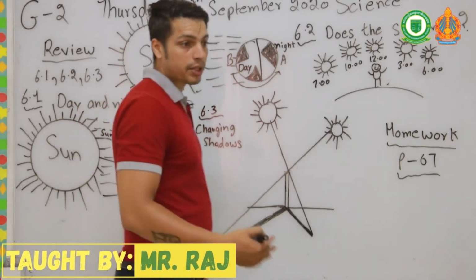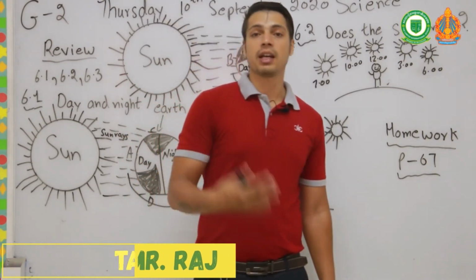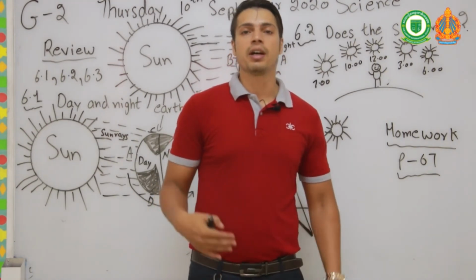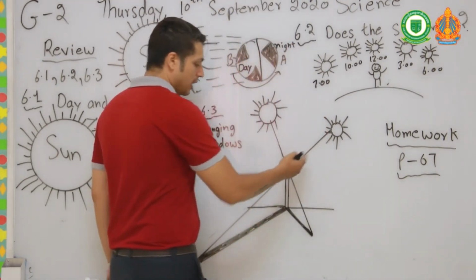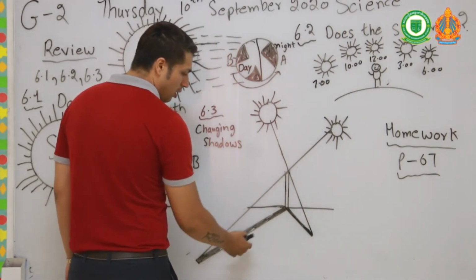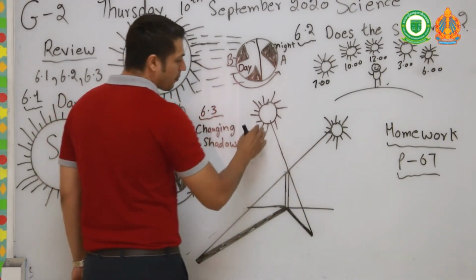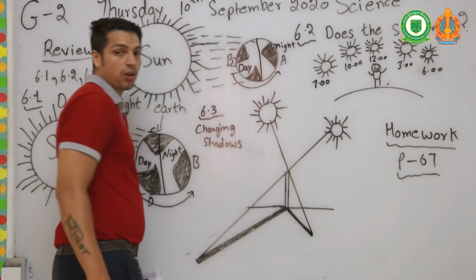So 6.3, changing shadows, okay. Shadows appear to be longer in the evening and in the morning, and they appear to be shorter in the afternoon time, okay. As you can see, because of the sunbeam, that's why we see this. Now the sun is down, so we have a long shadow, okay. But when the sun is on top, we have a short shadow, a small shadow, okay.